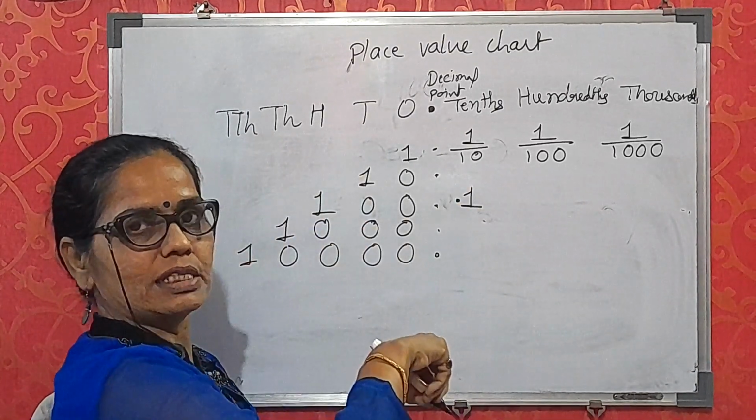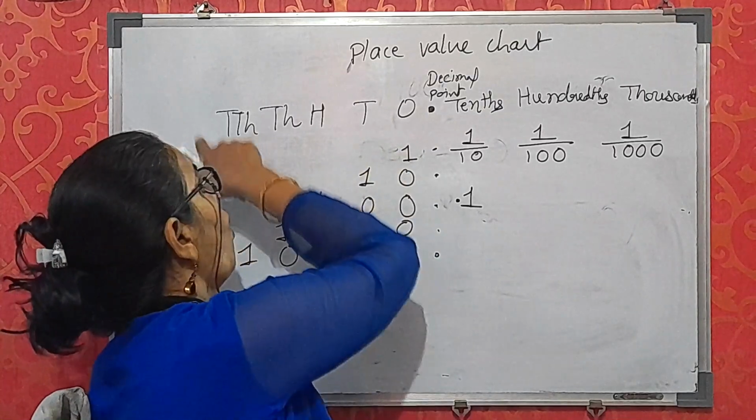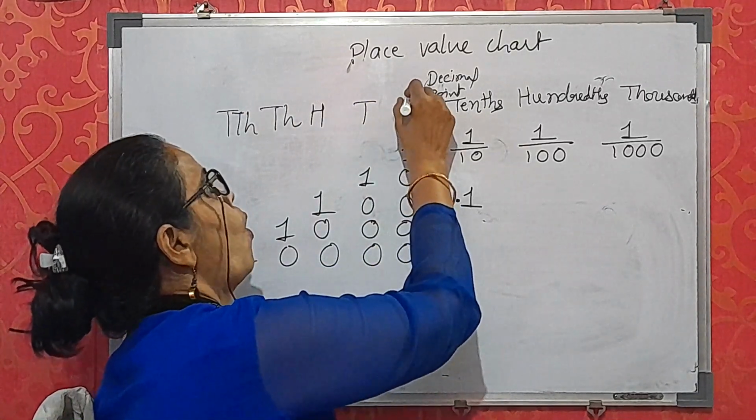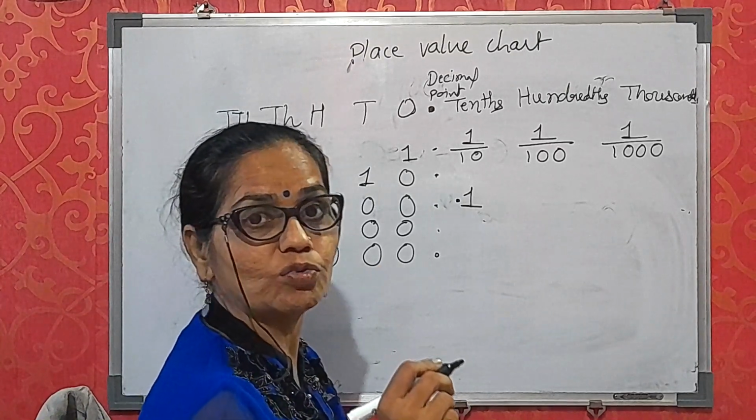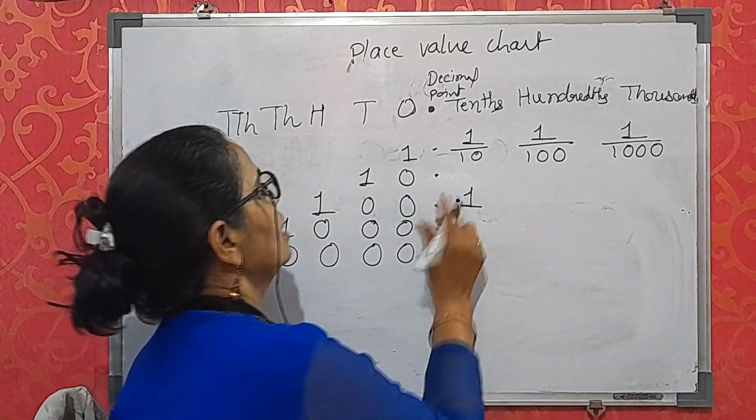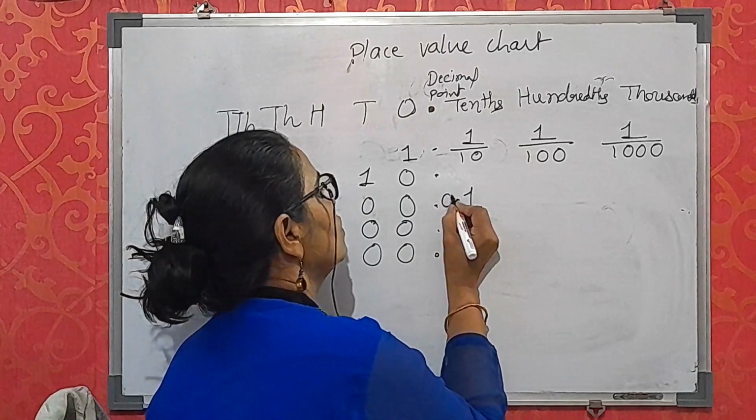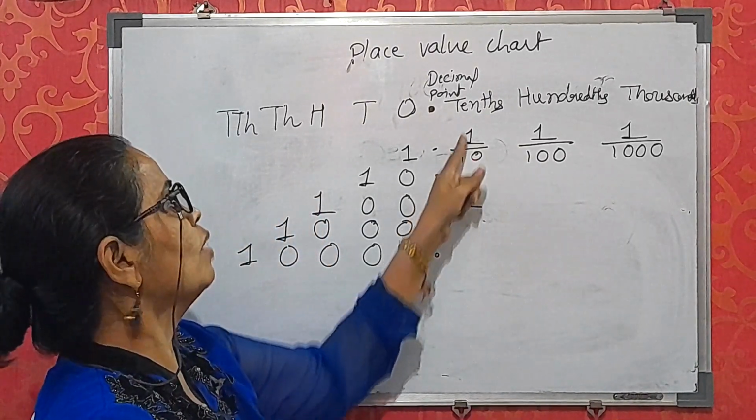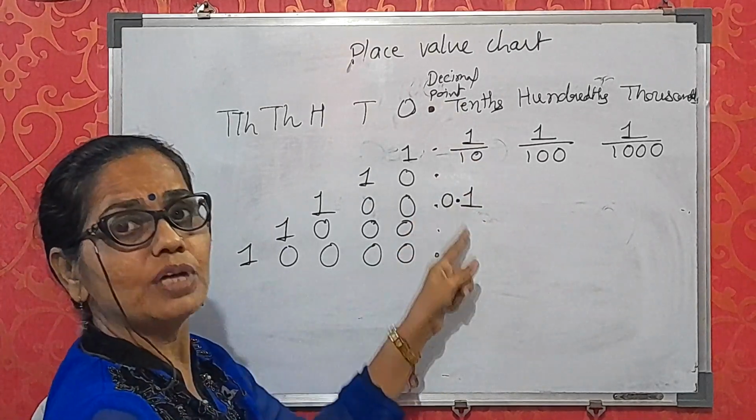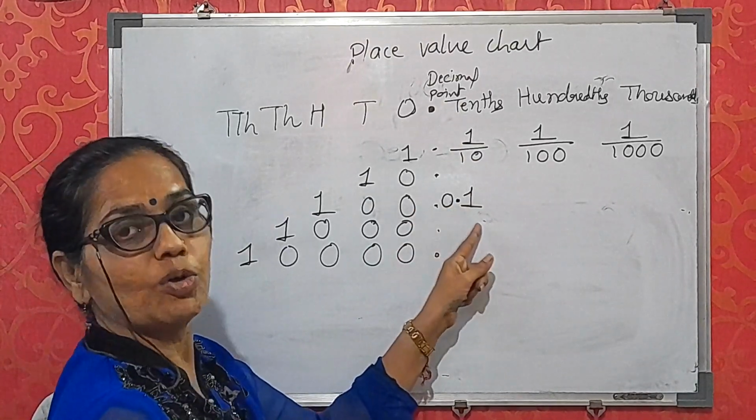And before the decimal is always your whole numbers. Children, this is your whole number, as we have learned in the fractions. 5 upon 5 is equal to 1, which is a whole number. So here before the decimal point is always a whole number. Since there is no number, we are putting 0. So 1 upon 10, when we convert to decimal from fraction, is 0.1.